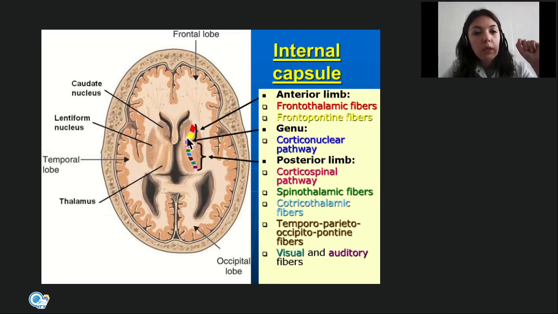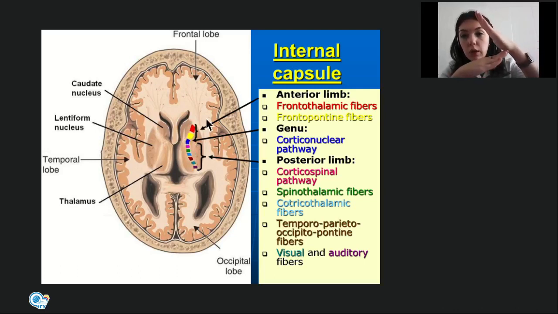The part located between the head of the caudate nucleus and the lentiform nucleus is named the anterior limb, or crus anterior. The part located between the thalamus and the lentiform nucleus is named the posterior limb, or crus posterior. And between them, there is a knee, or genu. So it's V-shaped: anterior limb, posterior limb, and knee in between, yes? You have to know which tracts pass through each of these structures.